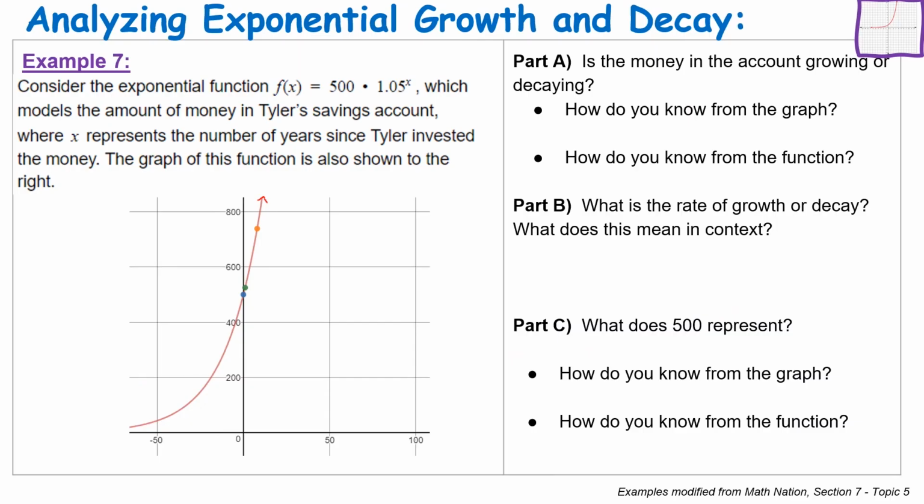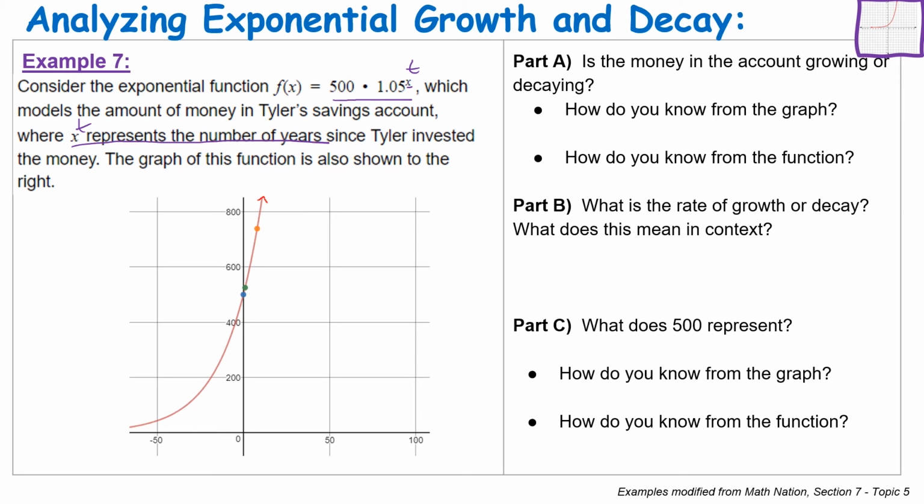Let's take a look at example 7 here. We want to analyze this graph as well as the word problem here. It says, consider the exponential function f of x is equal to 500 times 1.05 to the x power, which models the amount of money in Tyler's savings account, where x represents the number of years since Tyler invested the money. The graph of the function is shown below. So it says x represents the amount of years, so that would be our time here. Sometimes we'll see x for the time, but remember that the exponent is the time for exponential growth and decay. So let's answer some of these questions here, or all of the questions.